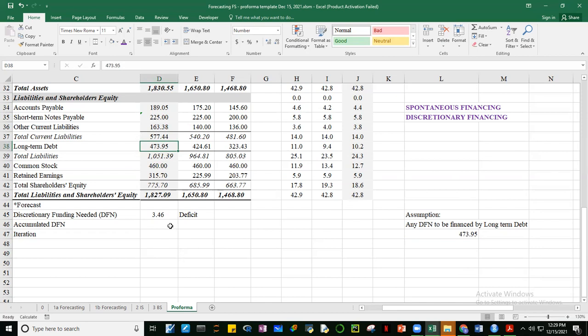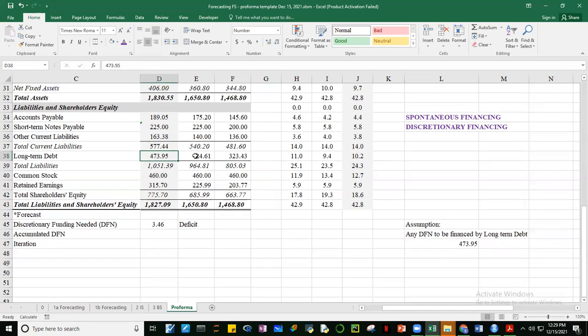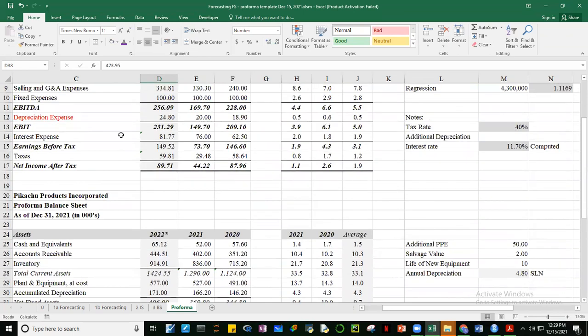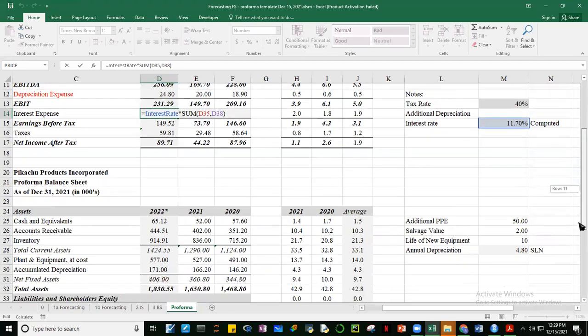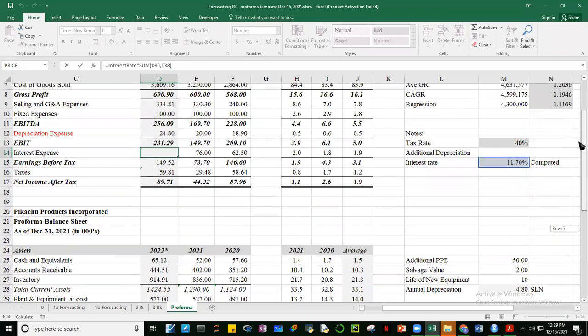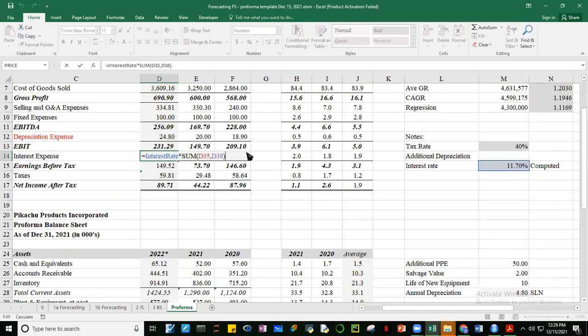Pero bakit hindi siya nag-zero out? Di ba dapat mag-zero out na yun? Okay, the answer guys is no, it will not zero out. Why? Nung change ito, nagbago yung income statement natin, kasi si long-term debt guys, affects your interest expense. Si interest expense is related to your D38, binago natin to. So binago natin si interest, mababago si interest expense.